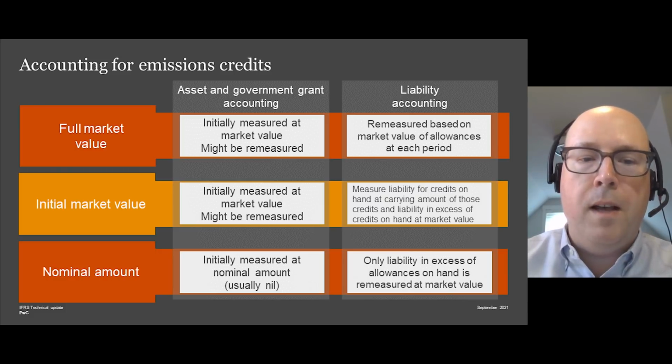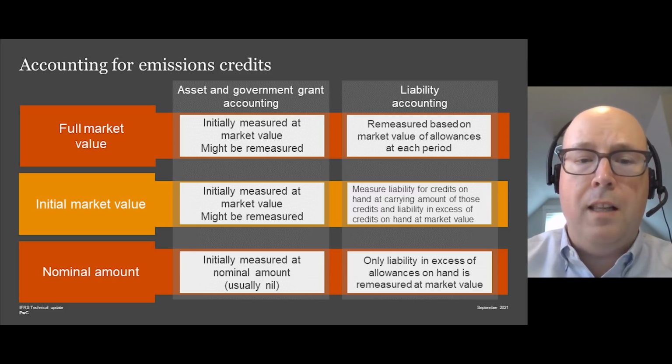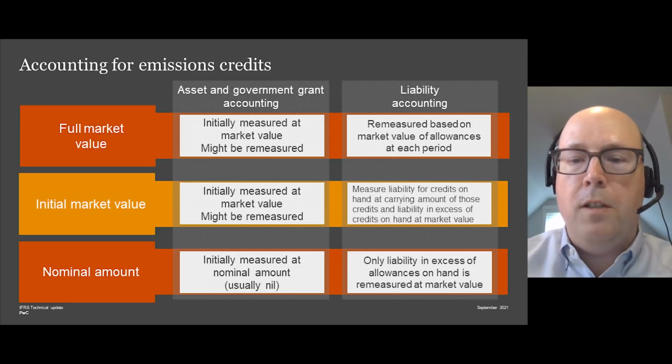Under the full market value approach, the liability is remeasured based on the market value of allowances at each period end, irrespective of whether they are to be settled using allowances on hand or purchased from the market. Under the initial market value and nominal amount approaches, the liability would also be remeasured at each period end. However, the liability to be settled using allowances on hand is measured at the carrying amount of those allowances, which for the nominal amount approach would usually be nil.